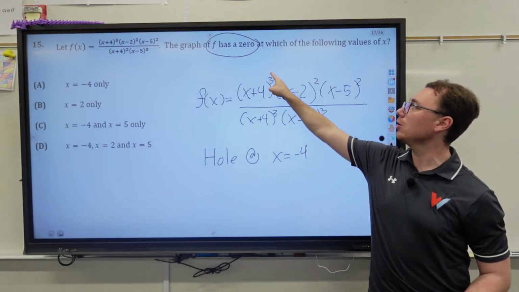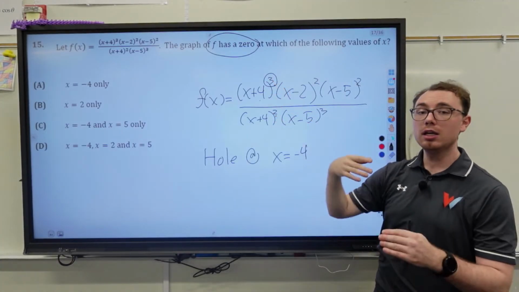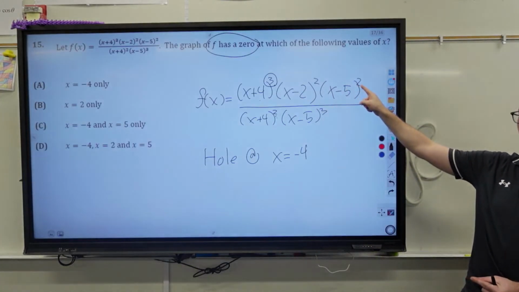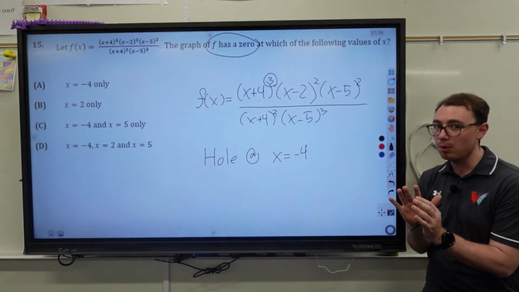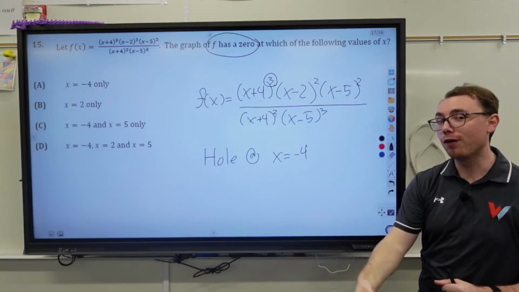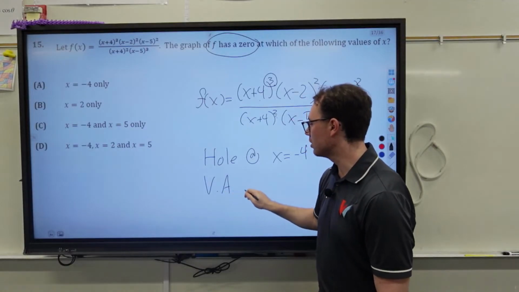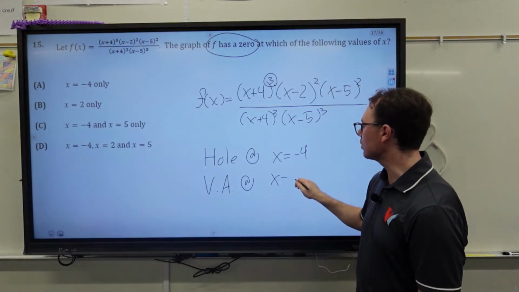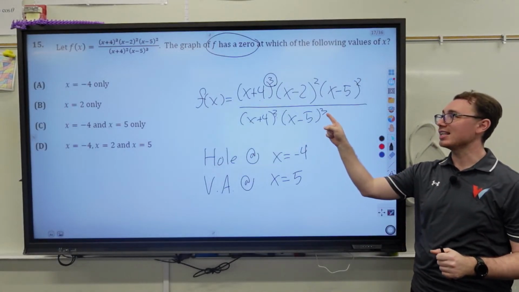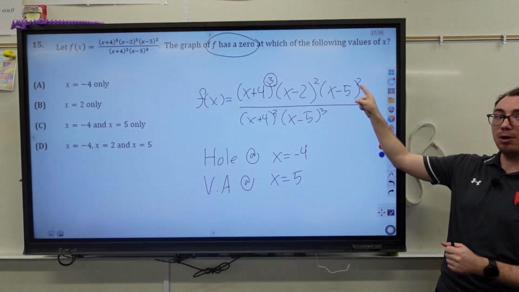If the exponent in the numerator is larger than or the same as the denominator's, it creates that hole. However, if the exponent in the numerator is smaller than the exponent in the denominator, then it creates a vertical asymptote. So there's a vertical asymptote at x equals 5 for this problem because the denominator binomial has a larger exponent than the binomial in the numerator, which is smaller.